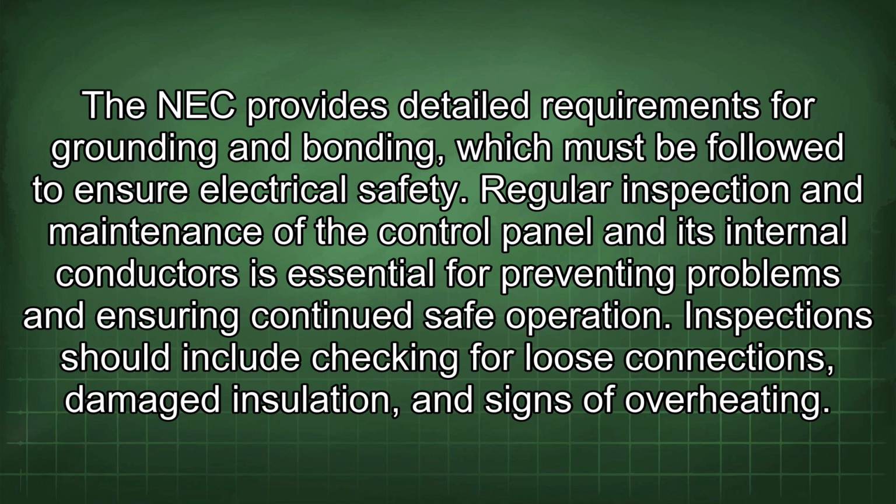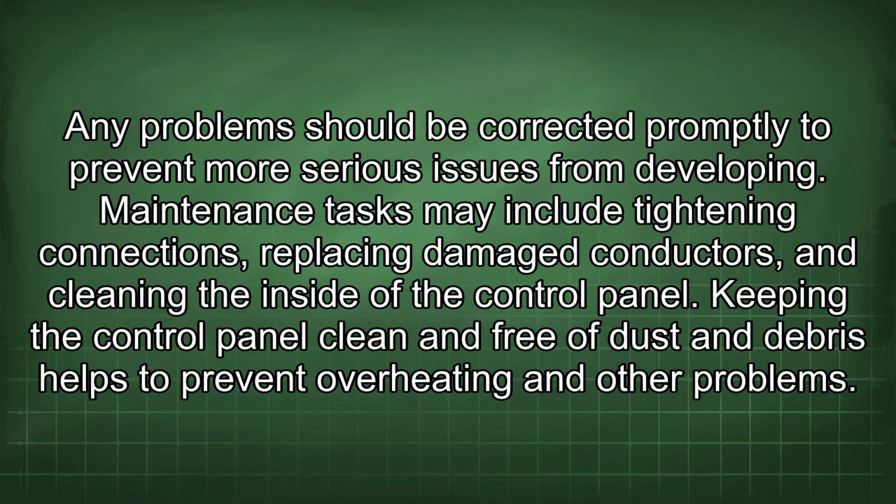Regular inspection and maintenance of the control panel and its internal conductors is essential for preventing problems and ensuring continued safe operation. Inspections should include checking for loose connections, damaged insulation, and signs of overheating. Any problem should be corrected promptly to prevent more serious issues from developing. Maintenance tasks may include tightening connections, replacing damaged conductors, and cleaning the inside of the control panel. Keeping the control panel clean and free of dust and debris helps to prevent overheating and other problems.